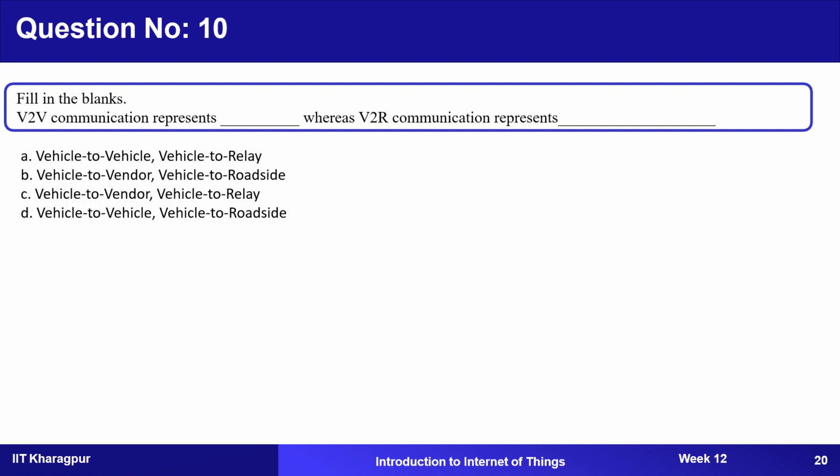Next question is, fill in the blanks. V2V communication represents blank, whereas V2R represents blank. Options are vehicle to vehicle and vehicle to relay; next is vehicle to vendor and vehicle to roadside; then C is vehicle to vendor and vehicle to relay; D is vehicle to vehicle and vehicle to roadside.